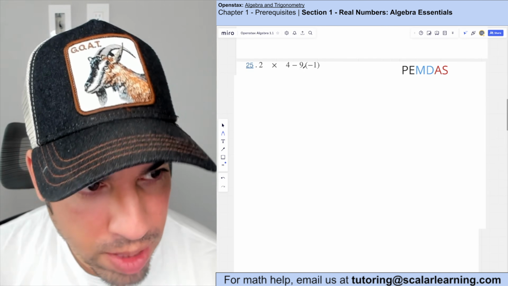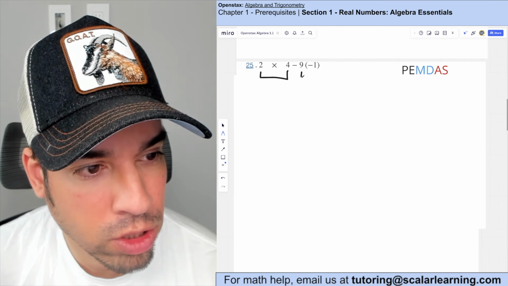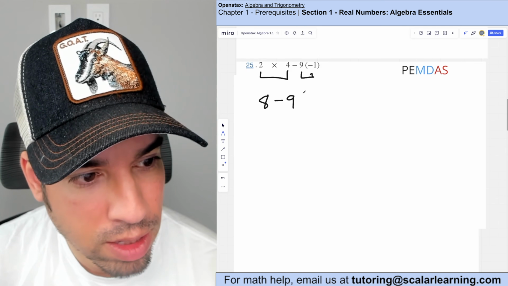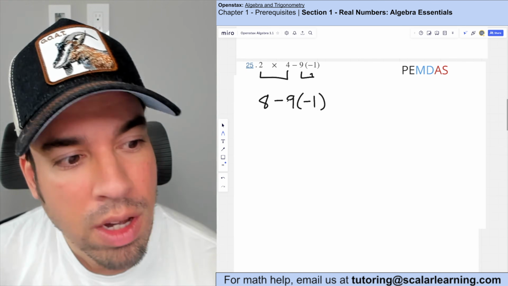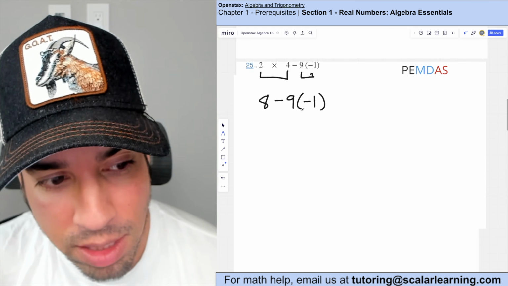Here we've got multiplication, subtraction, and multiplication. So we're going to do the multiplication first, starting from left to right. So 2 times 4 is 8 minus 9 times -1. Then I've got 9 times -1. You can also look at this as a -9 times -1.